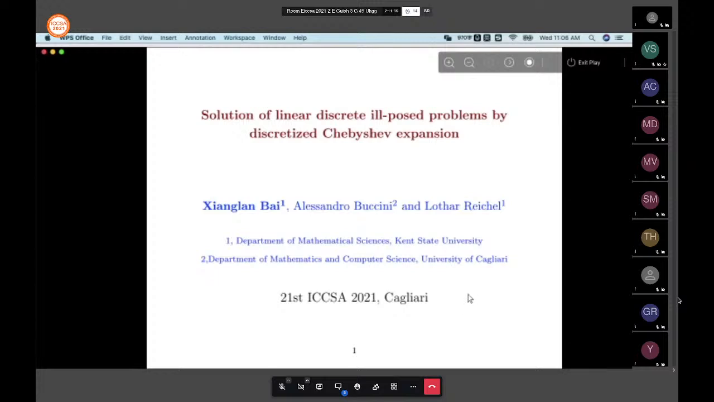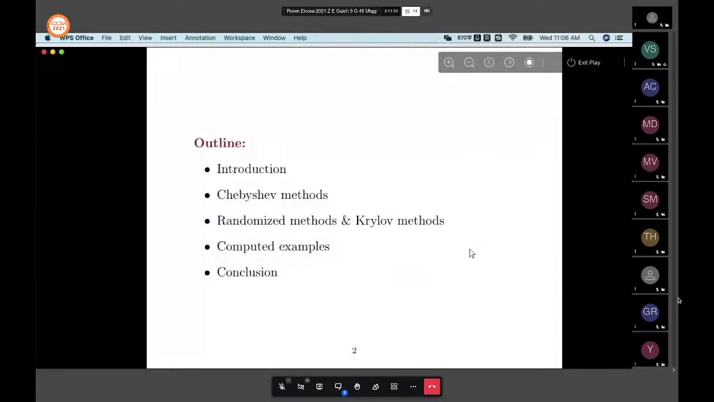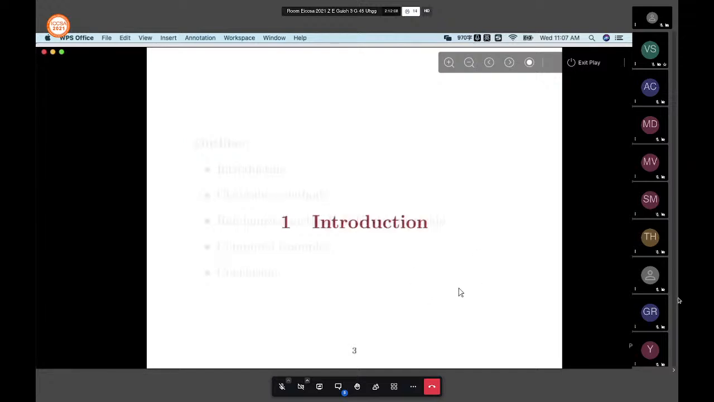So what I present is a method, what we call a Chebyshev method for inverse problems. It is based on a solution subspace that consists of discretized Chebyshev polynomials. First I will introduce some background of the problems that we are concerned with, and then I will introduce the Chebyshev method that we propose, and then briefly go over the methods that we compare the Chebyshev method with in the later computed examples, and then the conclusion.